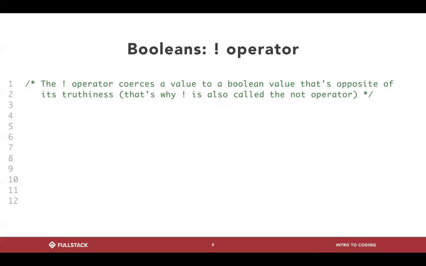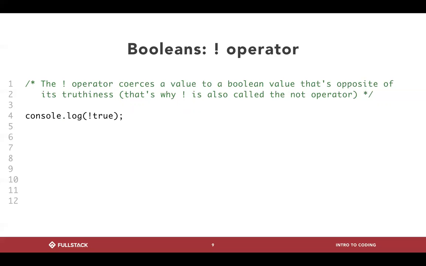So we had that Boolean function, right? And it's really annoying, I think, to write out a word like Boolean over and over and over again. So eventually someone agreed with me and they came up with this shorthand way of writing it, which is the bang operator, the not operator, it's also called. The not operator coerces a value to a Boolean value that's the opposite of its truthiness. So if it's true, then it will flip it to false.